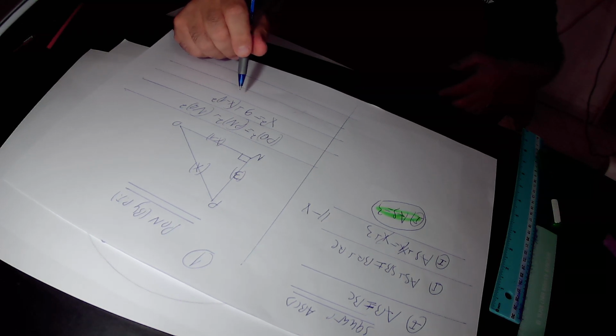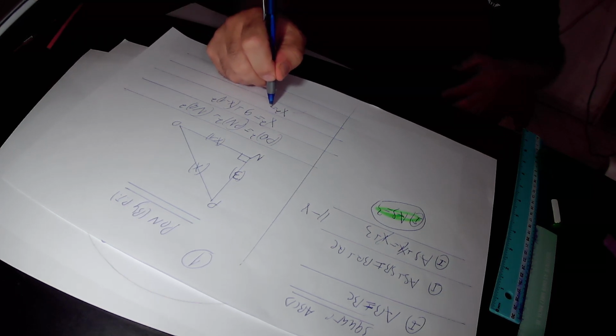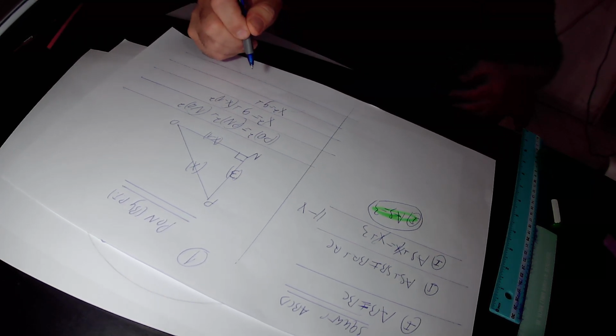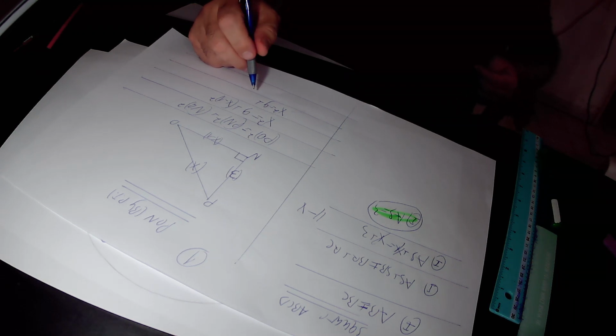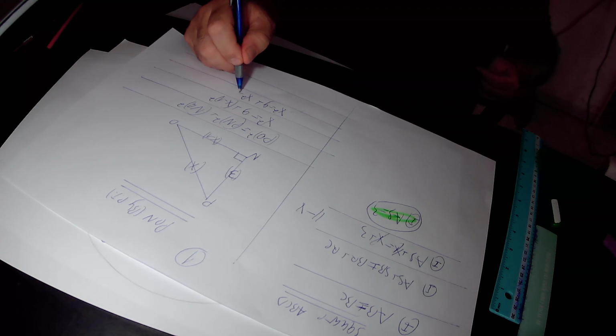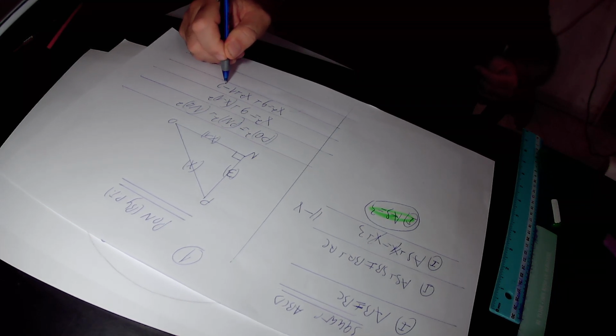Here we'll open the brackets on this side of the equation, and we get that x squared equals 9 plus (x minus 1) squared. (X minus 1) squared equals x squared plus 1 squared, that is 1, minus 2 times x times 1, that is minus 2x.